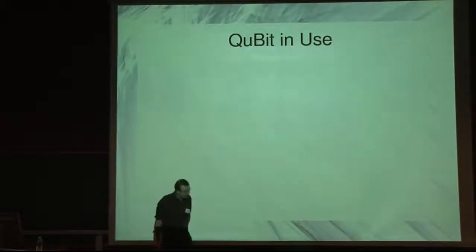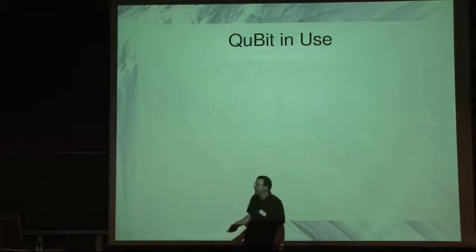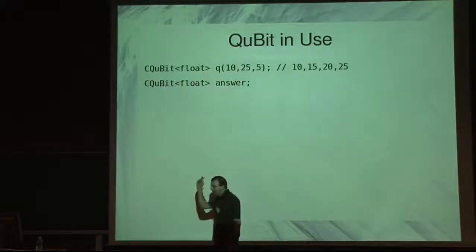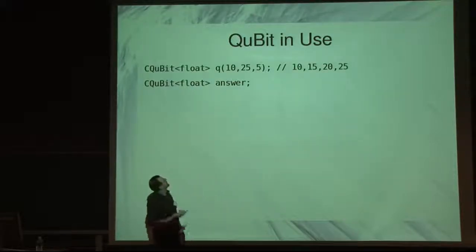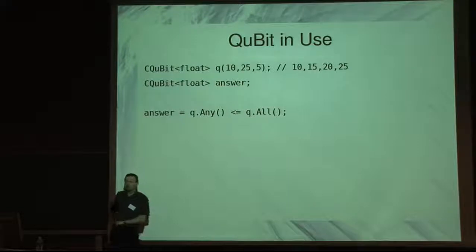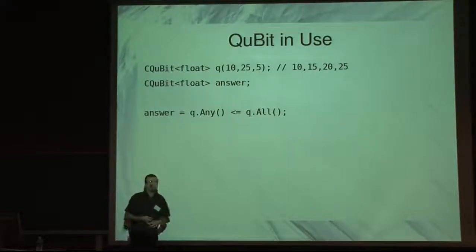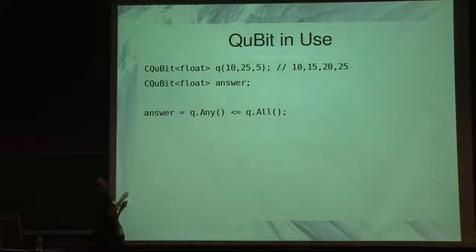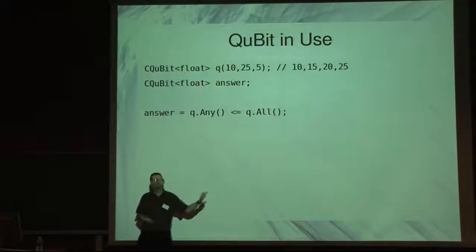So, we've had a look at various qubit things in use. I'm going to use the same numbers again, just because it makes my copy and paste job on the slides easier. So, any is less than or equal to all. Looks a bit strange, it's not what you expect. So what it actually means is, are any of these numbers less than or equal to all of these numbers? That's every combination.